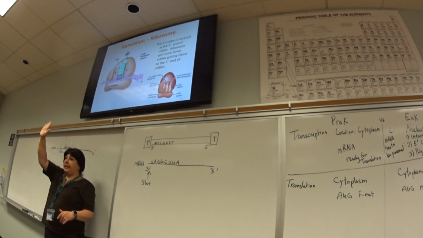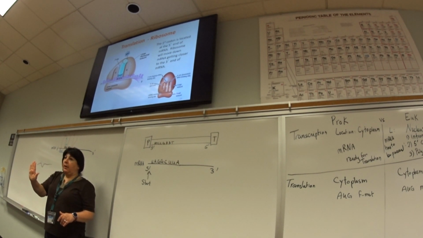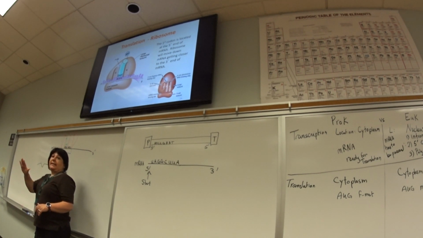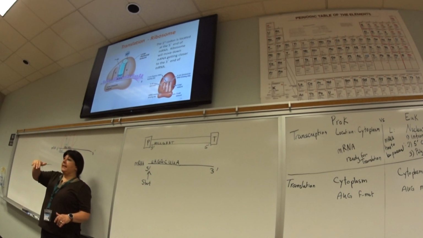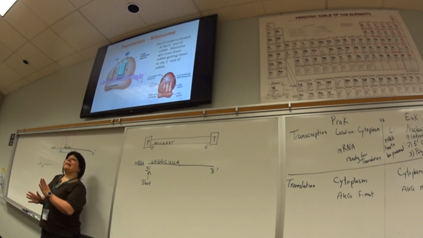P, think of it, that's where the first tRNA always sits. A is for advancing tRNAs, the second tRNA, and so on. So that's the next one. E is where they exit.